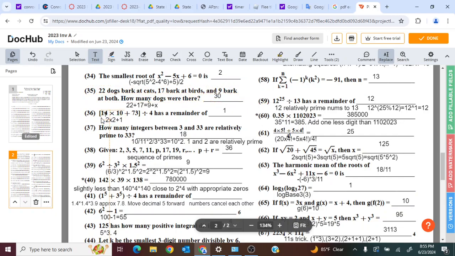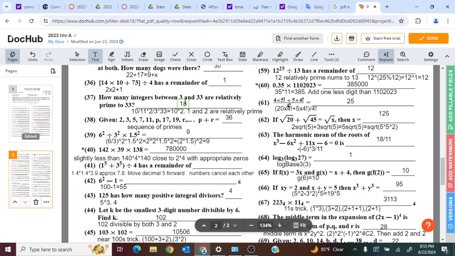36, remainder stuff. Okay, you'll want to do the remainder on every single one of these numbers and then do the math. 14 divided by 4 has a remainder of 2. 10 divided by 4 has a remainder of 2. And 73 divided by 4 has a remainder of 1. 2 times 2 plus 1 is 5, which has a remainder of 1.